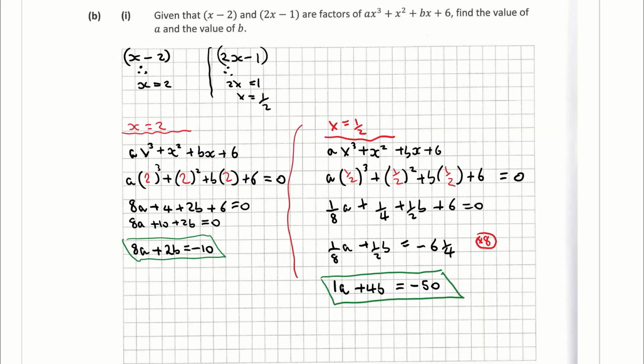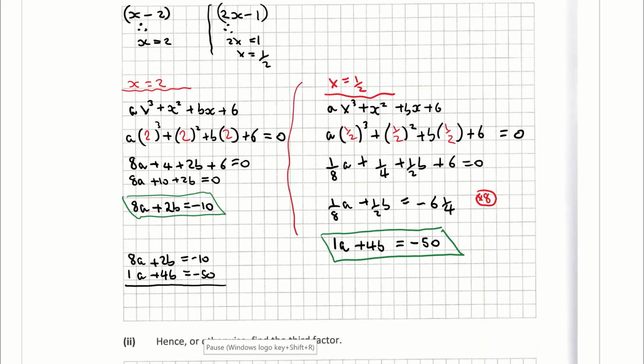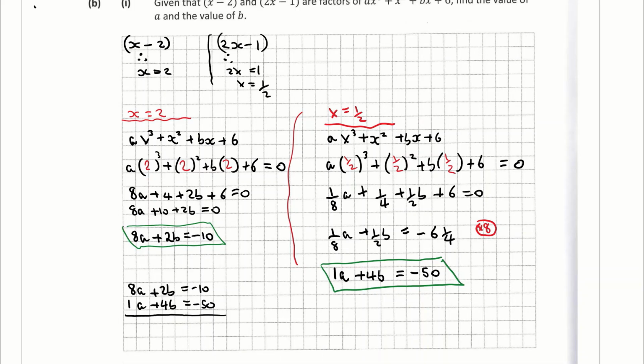Now I'm going to solve using simultaneous equations. I'm going to take my first equation, which is 8a plus 2b equals minus 10, and my second equation, which is 1a plus 4b equals minus 50. Using my simultaneous equations, I'm going to cancel out my b's. Let me scroll up here to make a little more room. I'm going to multiply the top line by minus 2, which gives me minus 16a minus 4b is equal to, minus by minus, a plus 20. My bottom line will stay the same as 1a plus 4b is equal to minus 50.